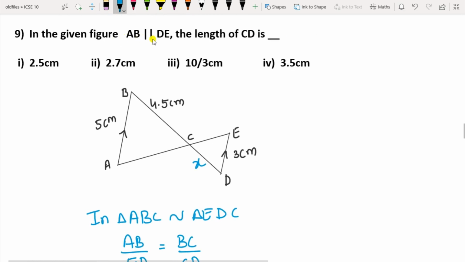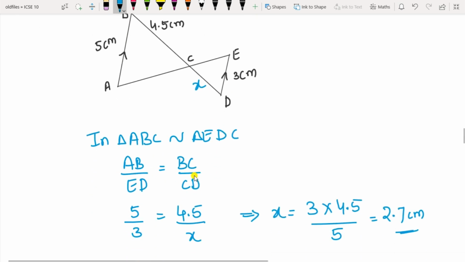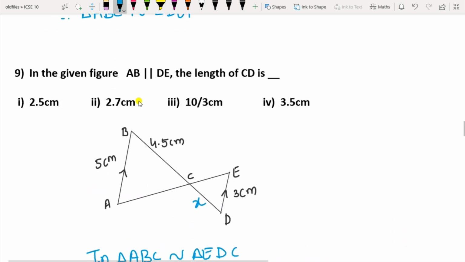In the given figure, AB is parallel to DE. The length of CD you have to find. So the sides have been given, so write them in proportionality form. AB upon ED equal to BC upon CD. 5 by 3 equal to 4.5 by x, so x is 2.7. So 2.7, that is option 2 is the correct option.